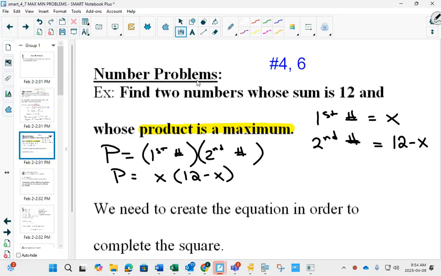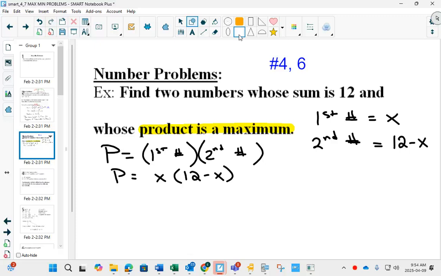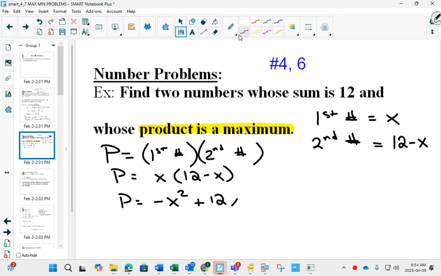But that doesn't help us with our vertex. I would have to multiply it out. I'm going to just erase this, because we need to create the equation. If I multiply this out, the x times the minus x will be minus x squared. The 12 times the x. You okay that I wrote it in the opposite order to put the x squared first? It's a parabola that opens down. Does that make sense? Its vertex is going to be a maximum. We want to find the maximum product. Now all we need is the vertex.